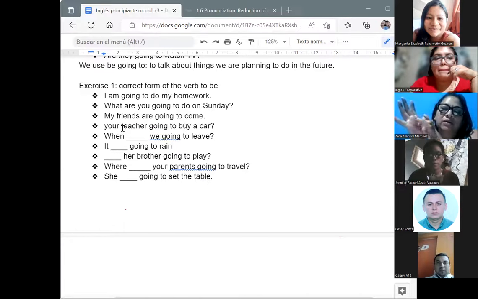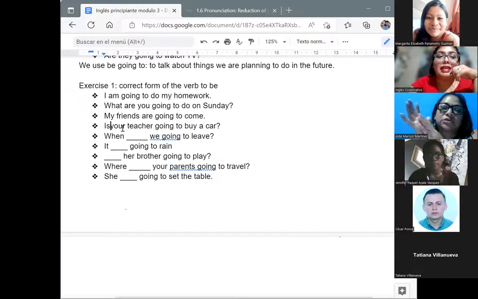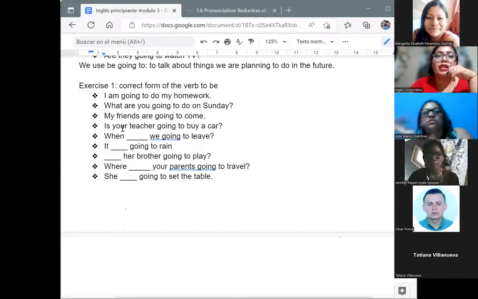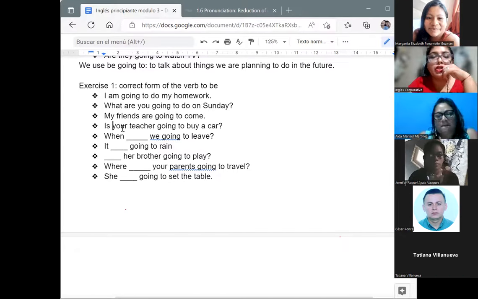Are you going to buy a car? Is your teacher going to buy a car? El maestro va a comprar un carro. So in this case it's not are, porque no estamos utilizando el you, sino que decimos tu maestro. ¿De quién? Pues de él o de ella. Is your teacher going to buy a car?